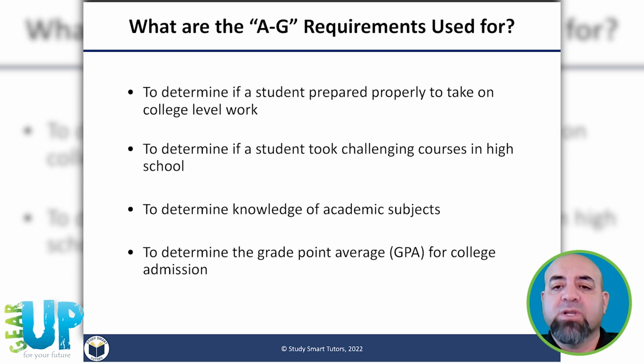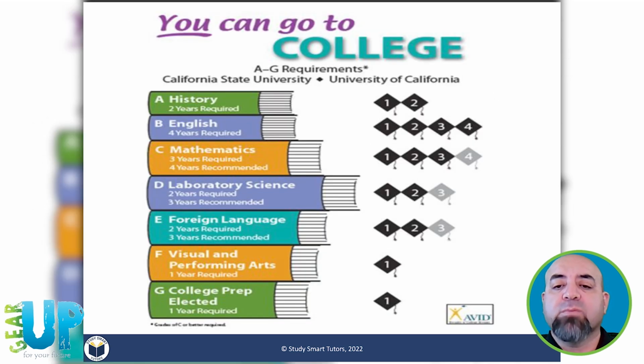They are used to determine if a student prepared properly to take on college level courses. Secondly, they're to determine if a student took challenging courses in high school. And three, they're utilized to determine the grade point average for college admission. They are used to determine knowledge of academic subjects. The A through G courses include a list of courses that a student is required to take.